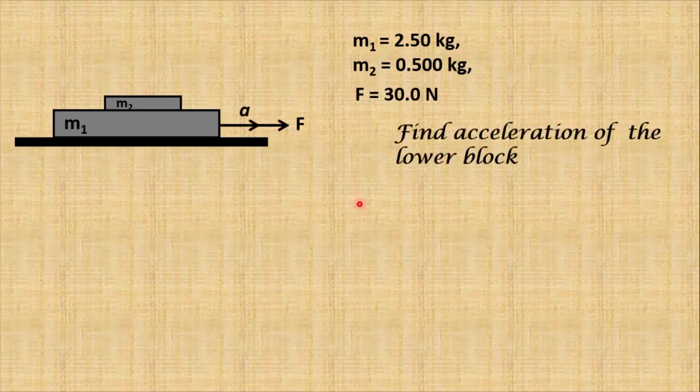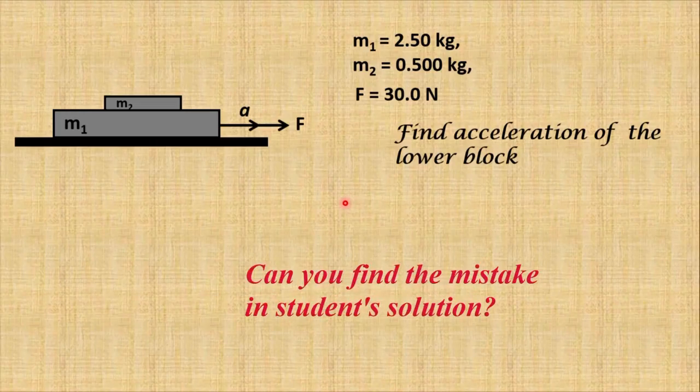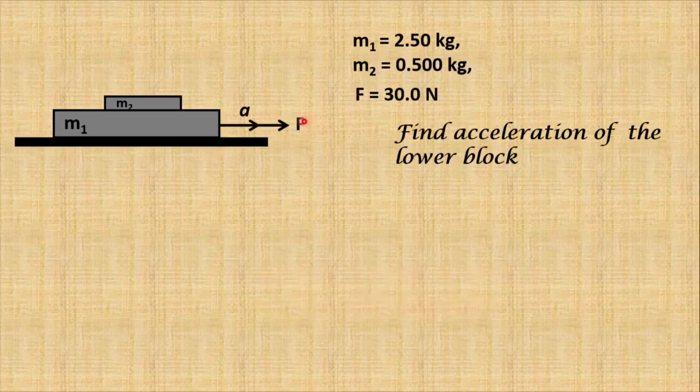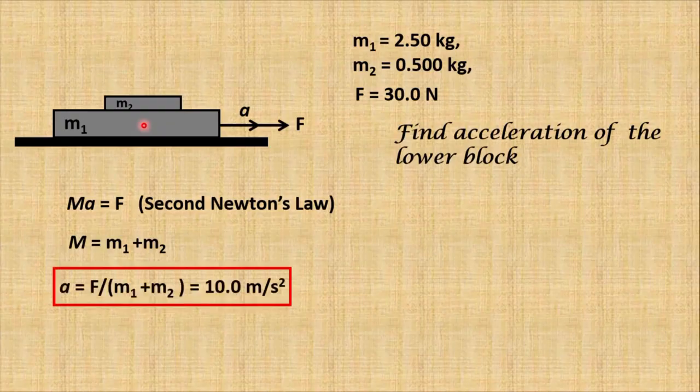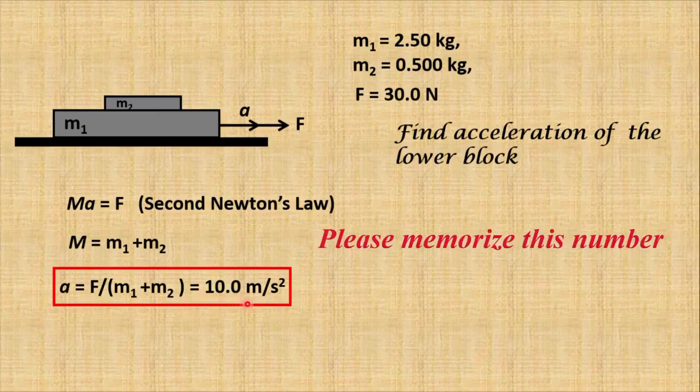One of my students suggested the following solution. He considered these two blocks as a system, and because there is a force on this system, he used Newton's second law in this form, where capital M is the sum of masses of these two blocks. Then we can apply this law and find acceleration as force divided by the sum of the masses, M1 and M2. This gives us 10 meters per second squared.